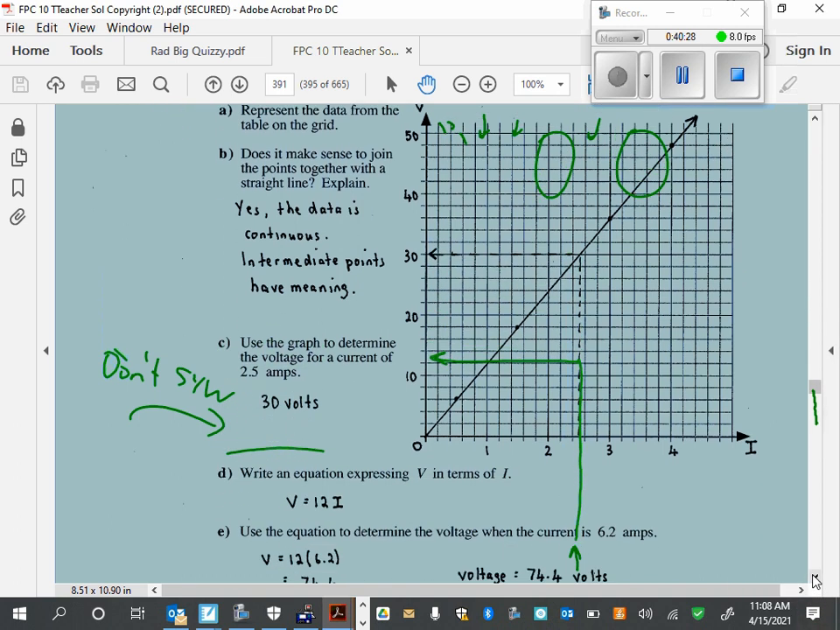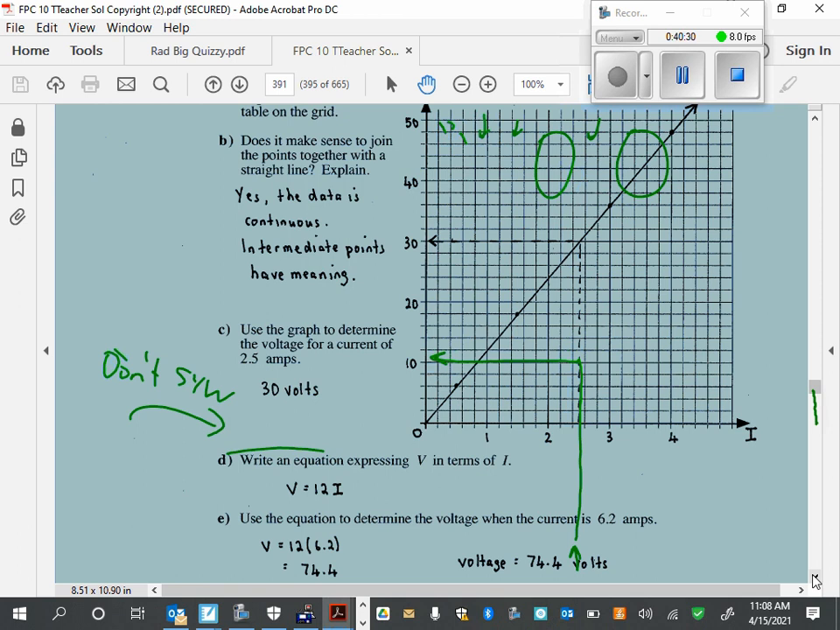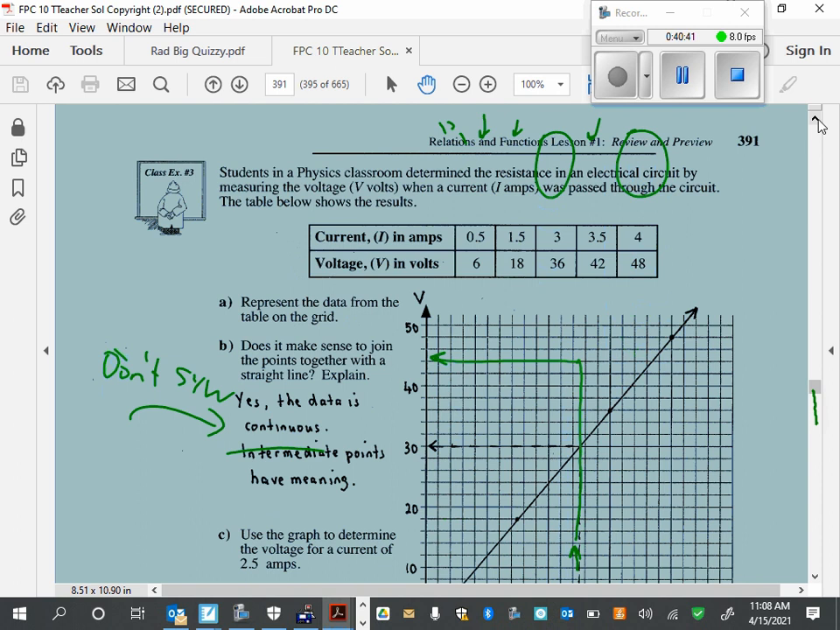Write the equation. Again, you have to know whether it's V equals 12I or I equals 12V. The big one goes by itself. What's the big number in the chart? Is it I or V? You can see V is bigger than I in the chart. So that's the one that should be by itself when you write the formula.